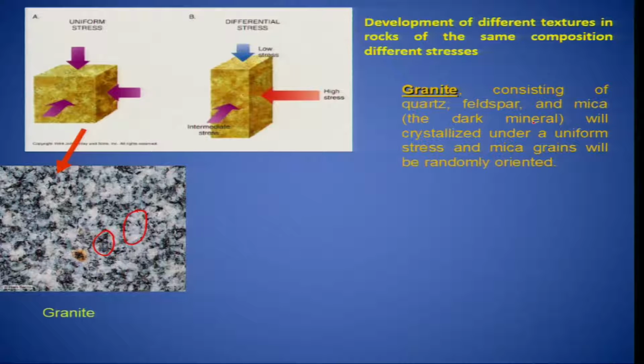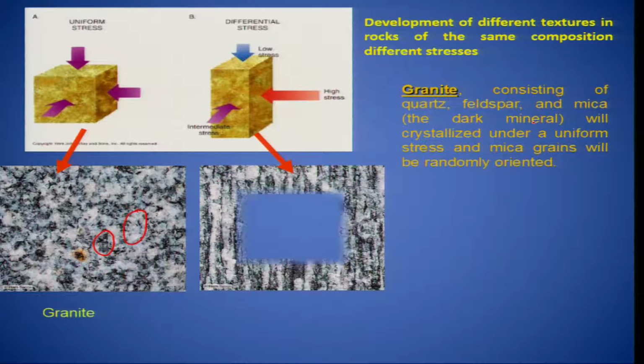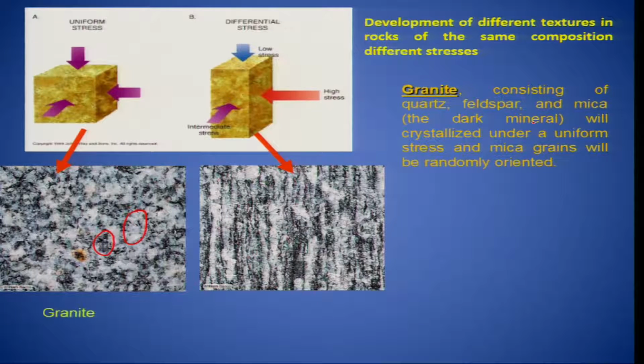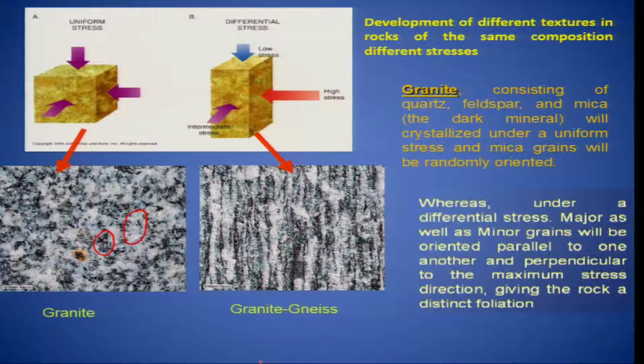So, if you deform this under differential stress, then this will get preferentially oriented. This is how the rock has changed. This is a metamorphic rock, granitic gneiss. This part we have already covered in the previous course. So, under the differential stress you will have the major as well as the minor grains oriented parallel to the maximum stress. Okay, fine. So, this is what we see.